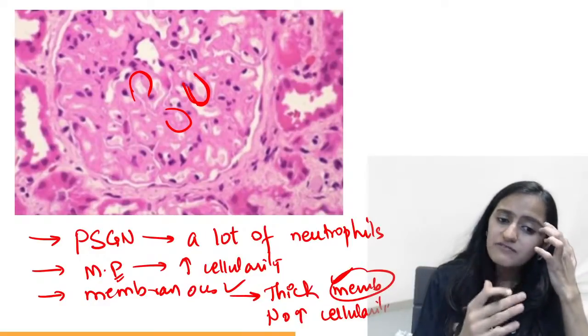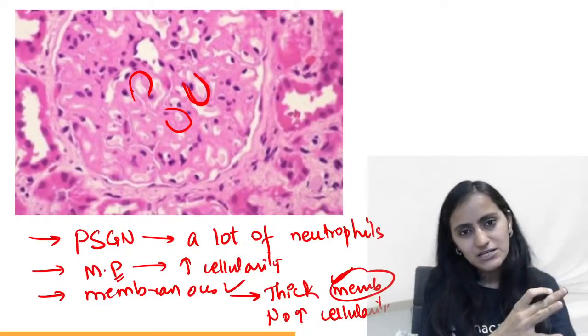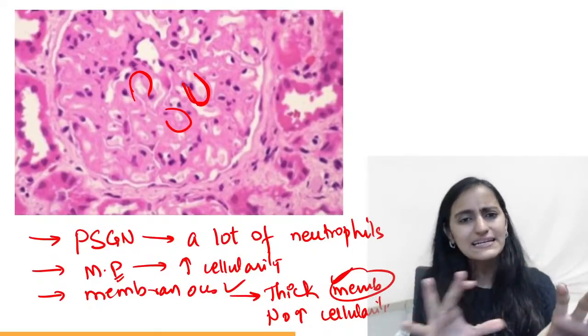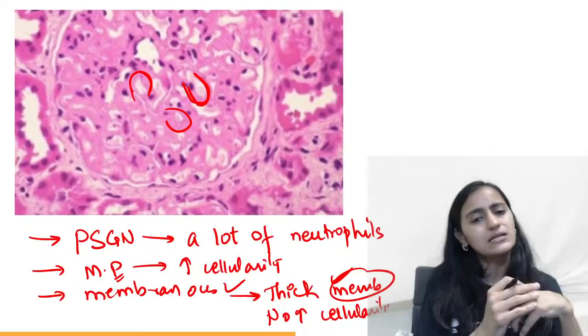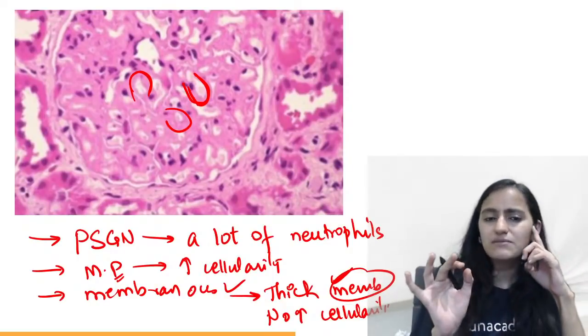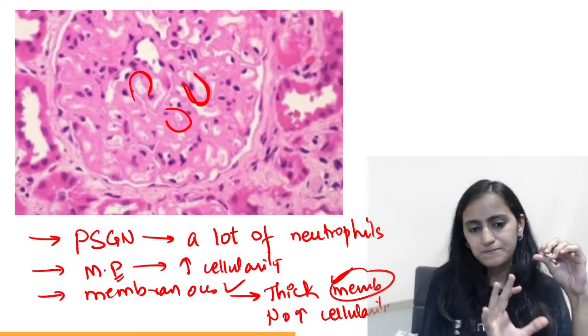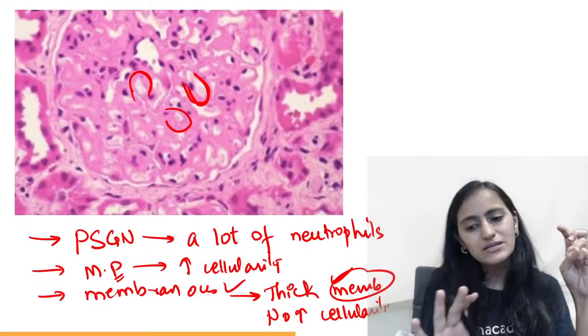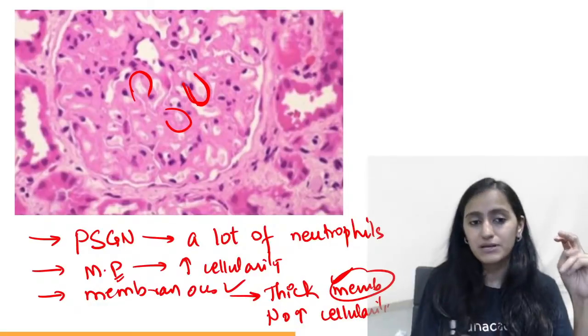I've covered all of these images in your special class. I'll share the link in the comments so that you can go back and quickly revise that session as well. In the renal pathology, all the images also have been covered there. Okay, so a thickened membrane, a very thick membrane like this without increased cellularity, that is your membranous.